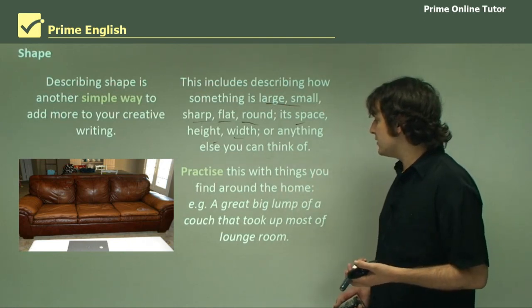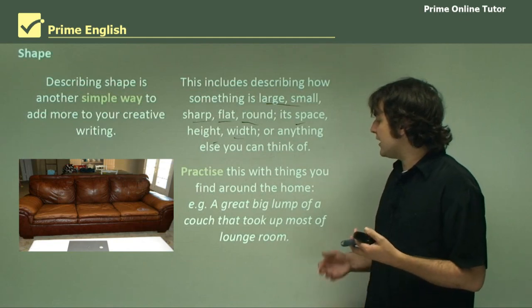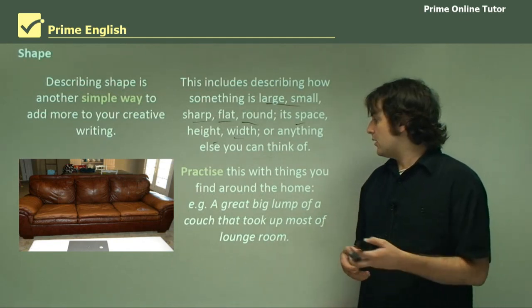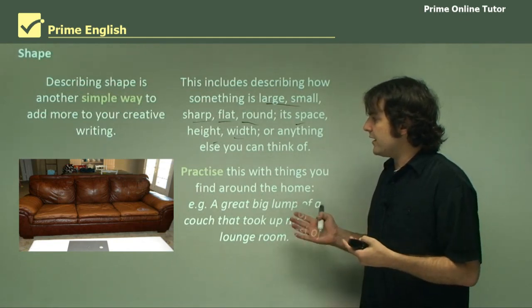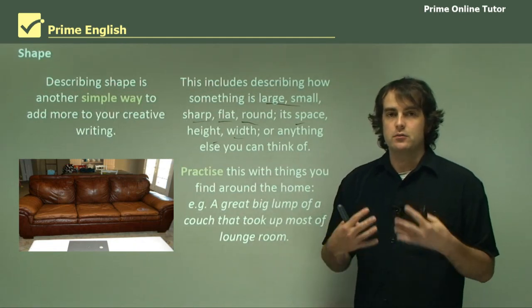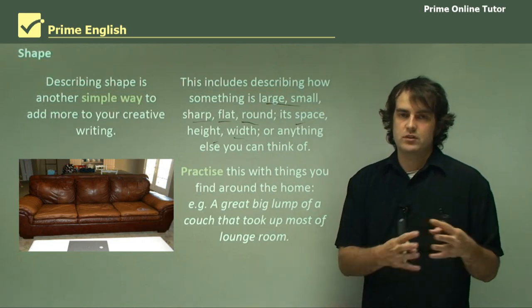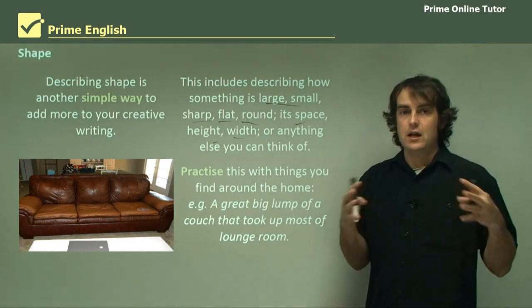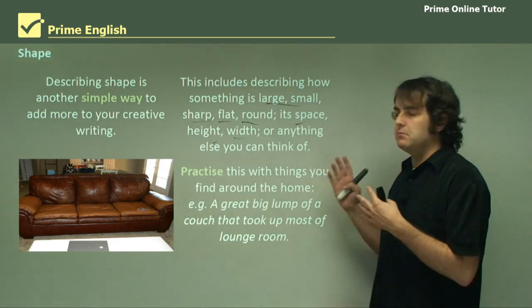So for instance, a great big lump of a couch that takes up most of the lounge room. All right. So that is how you could describe it, and it helps, again, to allow your reader to imagine. It's not just a small couch that sits in one part of the lounge room. It's a great big lump of a thing, which sits right in the middle.